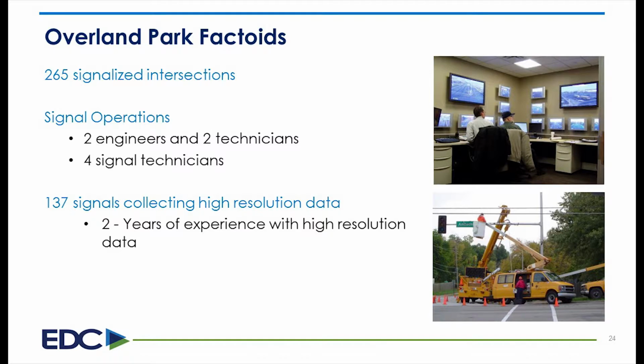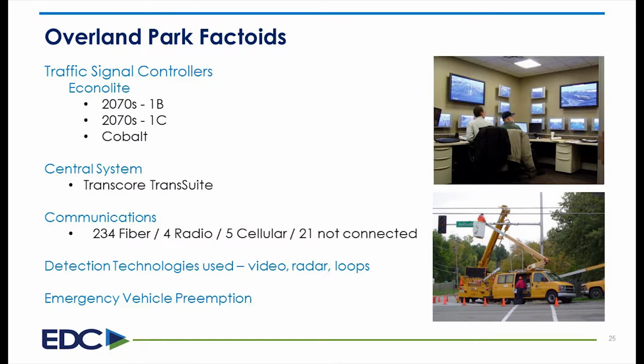We have 265 intersections, as I mentioned. And we are fortunate to have fiber communications. We like to use a mix of different detection technology, from intrusive to non-intrusive. And our fire department loves preemption, so we have preemption everywhere. Our central system has been developed by TransCore. And we're very fortunate for the number of signals to have 2 engineers and 2 technicians for operations and 4 signal maintenance staff.